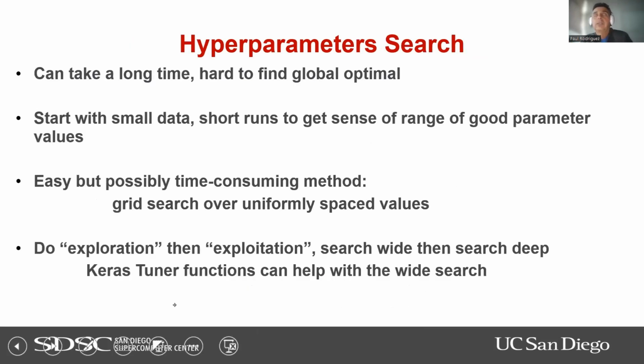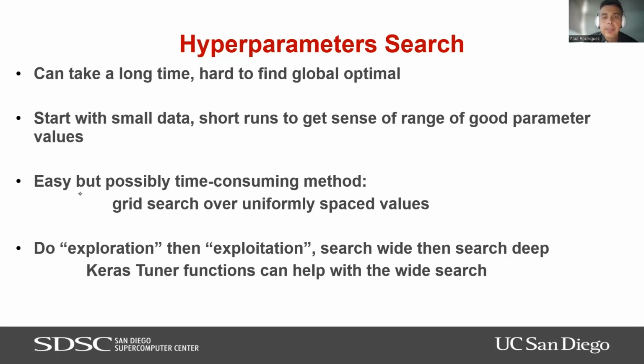Hyperparameter search. So how do we do the hyperparameter search? It can take a long time. It's hard to find a global optimum. Don't think you're going to find a global optimum. That's probably not the right perspective. It's probably better to think you're going to find a good solution and do a reasonable search. I think it's good to start with small data sets to get a range, a good idea of what the good parameter values are.